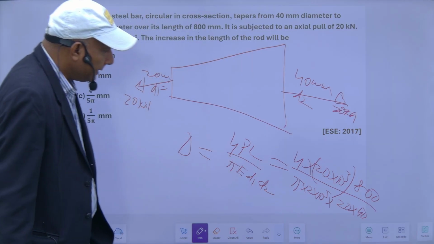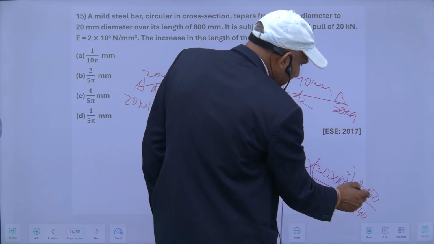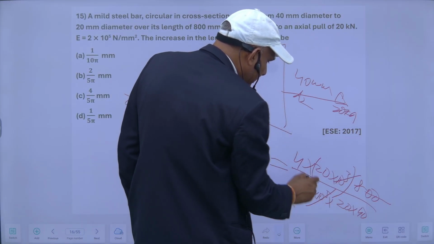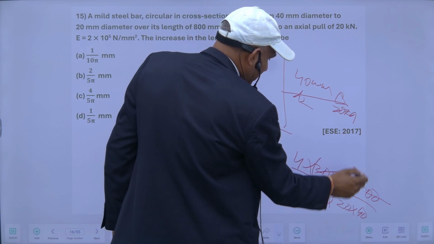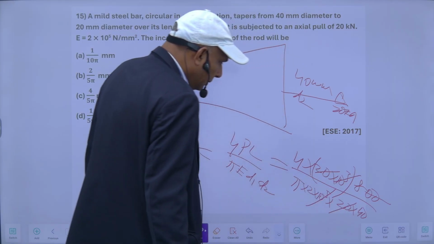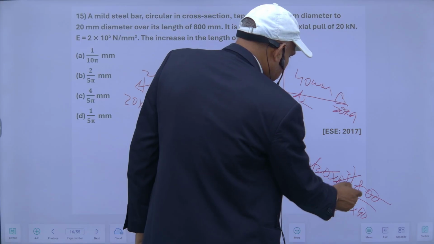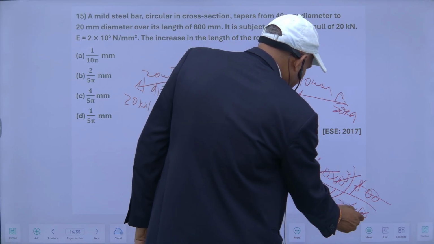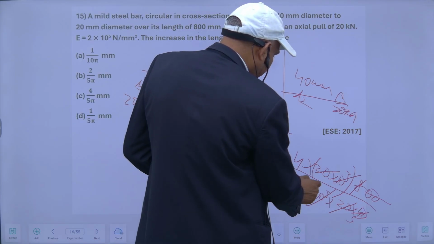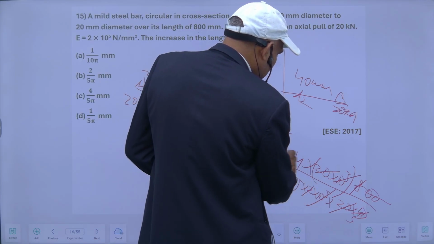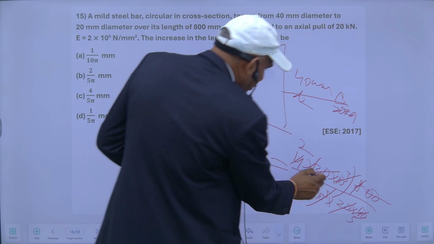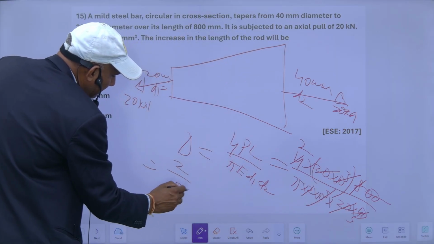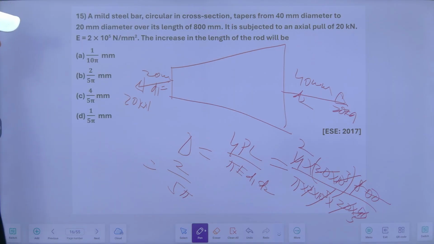So in this case, this and this will cancel each other. So 20 and 20 will also cancel each other. So this is 5, and it will be 2. So it will be 2 upon 5 pi. 2 upon 5 pi means this one. So this is the correct answer.